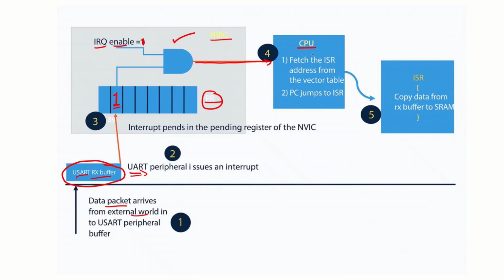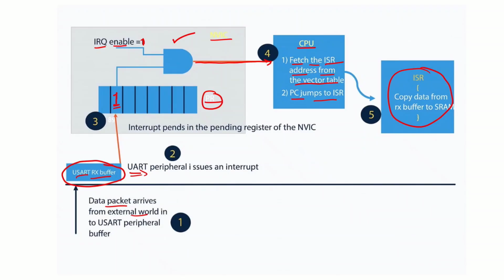What will the CPU do? The CPU simply fetches the ISR. ISR is nothing but the interrupt service routine, which is the function that executes when an interrupt occurs. So it fetches the ISR address from the vector table, the PC jumps to the ISR, and here is the sample ISR, and it will execute that ISR.